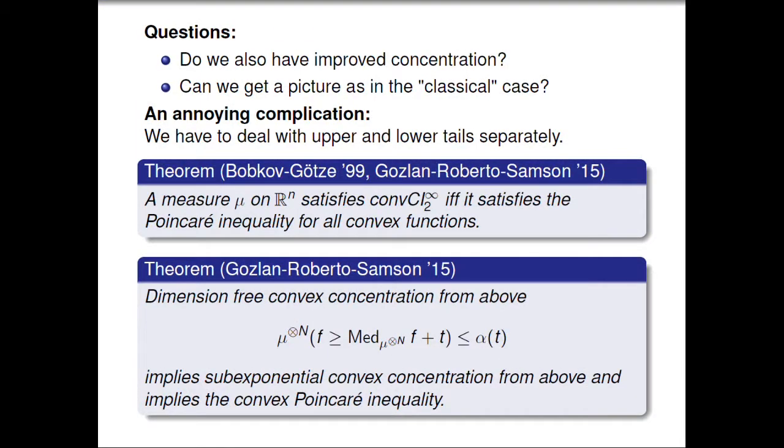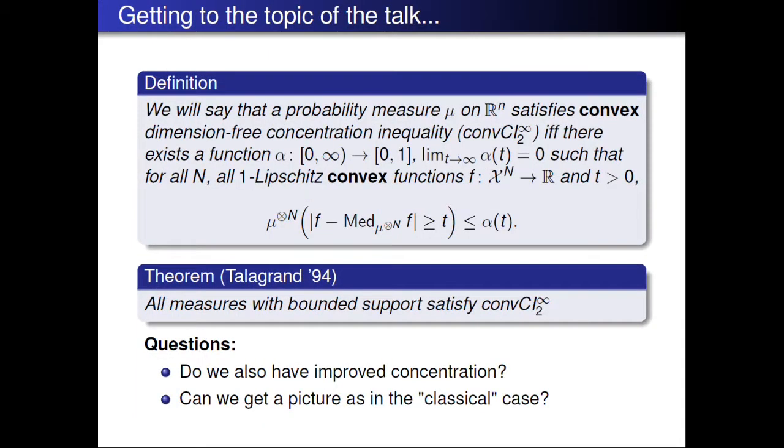So let me also mention that here we have a slightly annoying complication. We have to deal with upper and lower tails separately. Let me go back here. You see, if we want this inequality to hold for all one-Lipschitz functions, I could remove the absolute value here, and then I could apply the inequality to f, to negative f, use the union bound and get this inequality with additional constant 2 here, which in this theory is okay, right? We just want even here the existence.